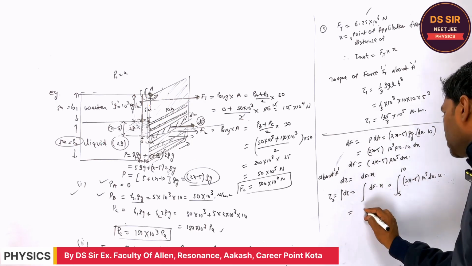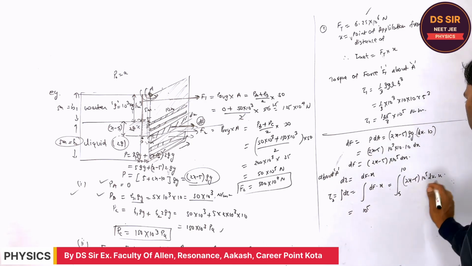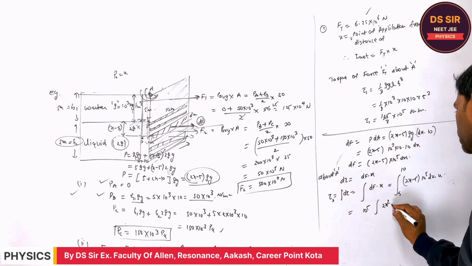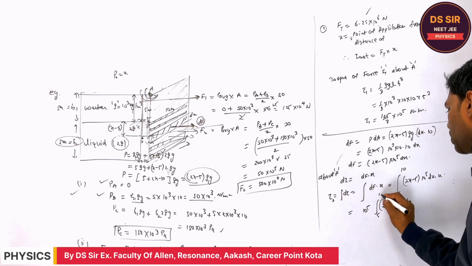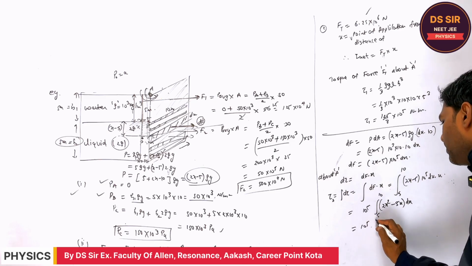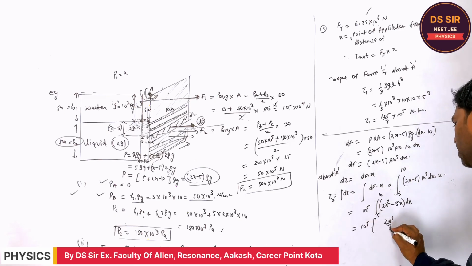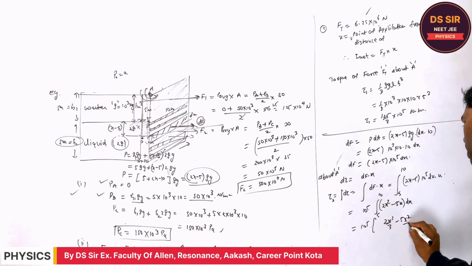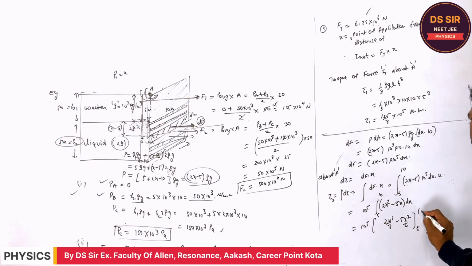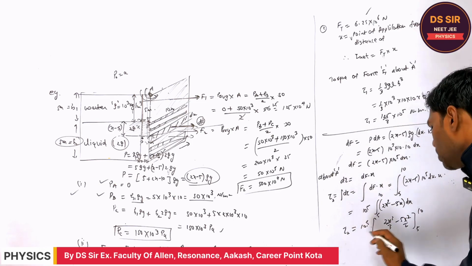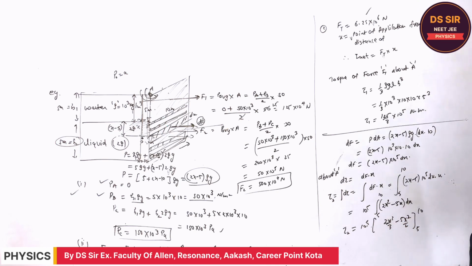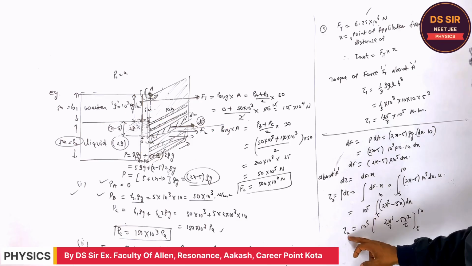So if 10 raised to 5 is taken out of the integration, it becomes 2x square minus 5x into dx, from 5 to 10. This is 10 raised to 5, 2x cube upon 3 minus 5x square by 2, from 5 to 10. Is it clear? So now if you put the upper limit and lower limit value, you can get the answer. You can get the tau 2.